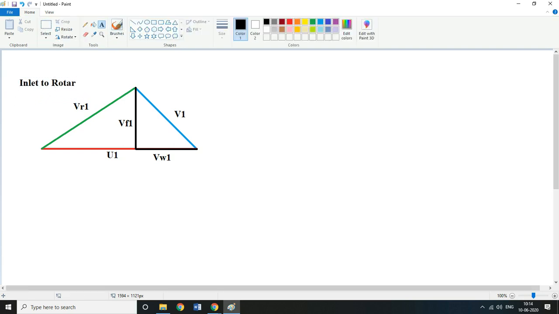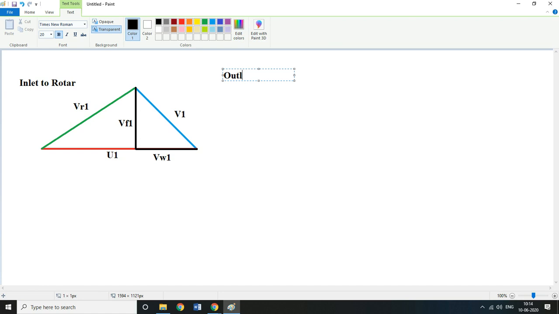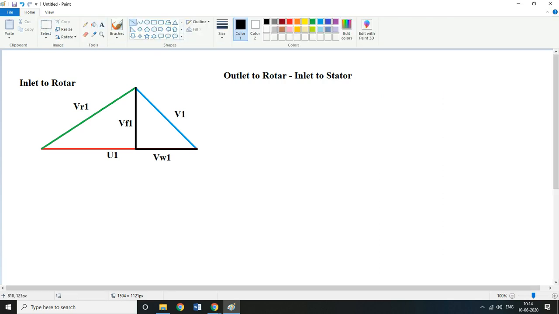okay. And then the next stage is outlet to rotor, also called inlet to stator, okay. So once it is coming out, now the air will exit again at a certain angle, V2. Just draw it a little afar. V2. Sorry, I forgot to mention alpha and beta.